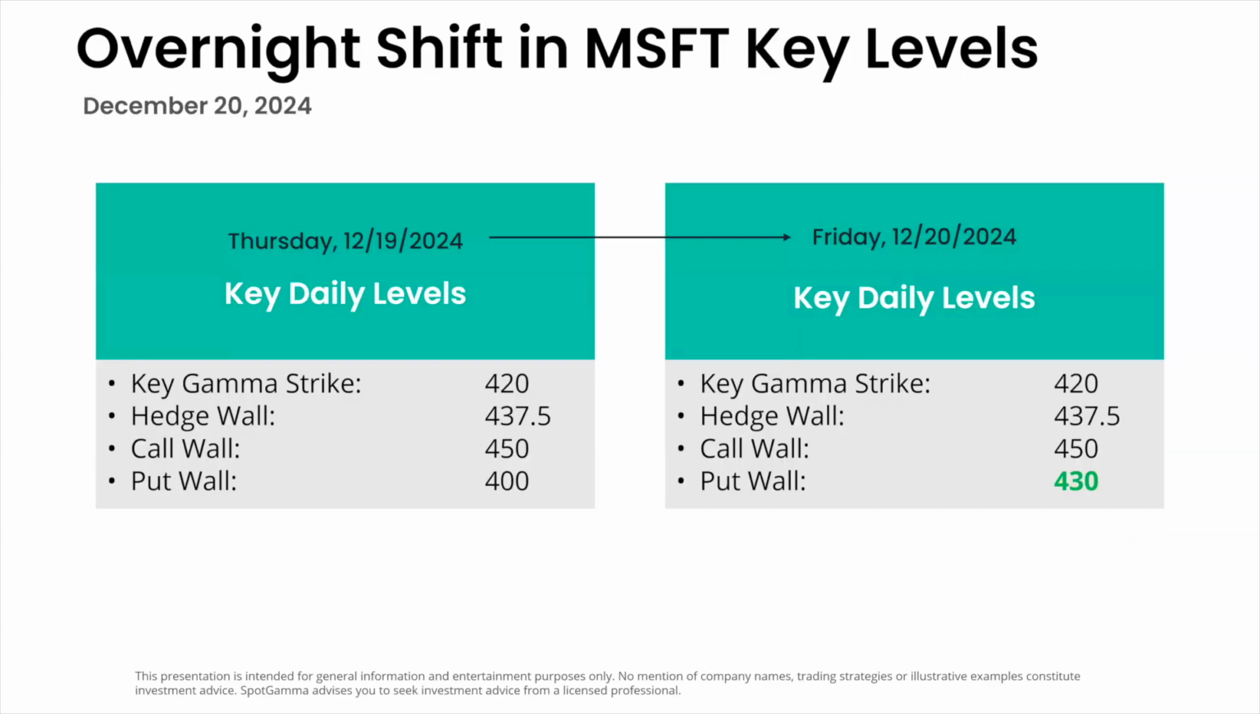Let's move on to the positional analysis for Microsoft. These two tables summarize the SpotGamma key daily levels for this study that were shown in Equity Hub on Thursday, December 19th and Friday, December 20th. Green numbers on the right indicate the value increase from the previous day. The table on the right shows the put wall moved higher from the previous trading day.